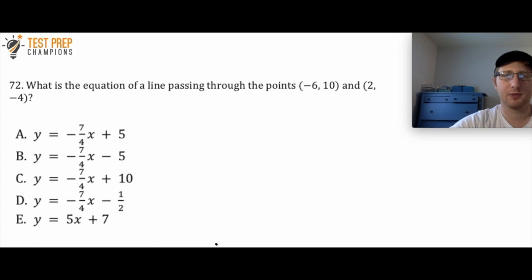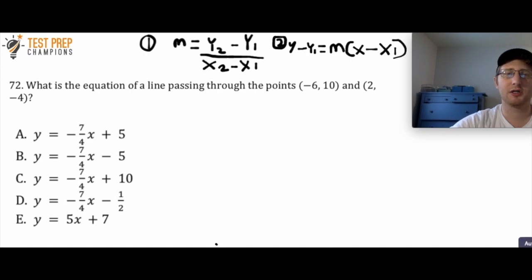Okay, so there are two different formulas that you have to use to get this question right. The first is our slope formula. Slope is equal to y2 minus y1 divided by x2 minus x1. So that's our starting point for this equation of a line question.